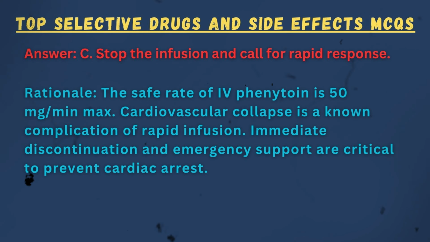Answer: C. Stop the infusion and call for rapid response. Rationale: the safe rate of IV phenytoin is 50 mg per minute. Cardiovascular collapse is a known complication of rapid infusion. Immediate discontinuation and emergency support are critical to prevent cardiac arrest.